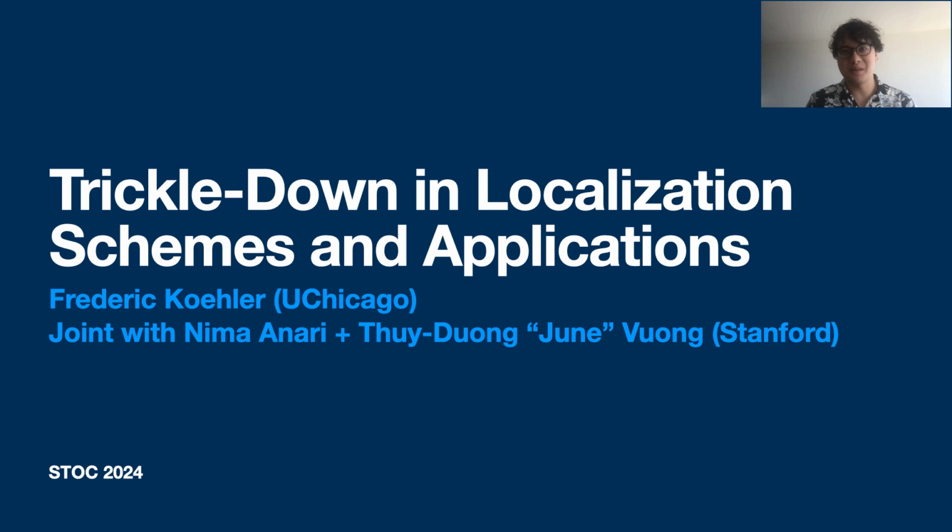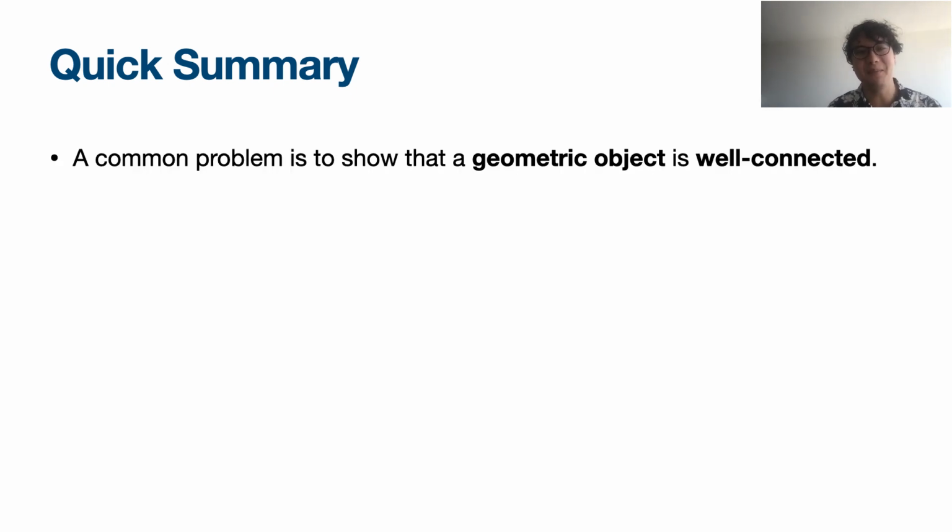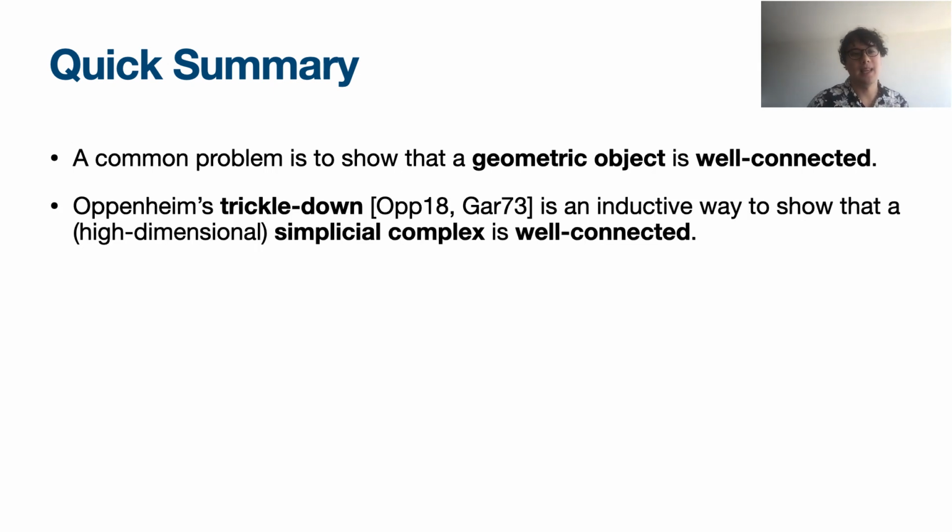Okay? And so I thought I'll start off just by hitting you with the quick summary, or the TLDR. Okay, so here's my quick summary. Oftentimes, if you're some kind of mathematician, you want to show that some geometric object is well connected. And Oppenheim's trickle down, which apparently is an application of something called Garland's method, according to Oppenheim, is an inductive way to show that a simplicial complex is well connected. So if you don't know what a simplicial complex is, it's basically just a geometric object.